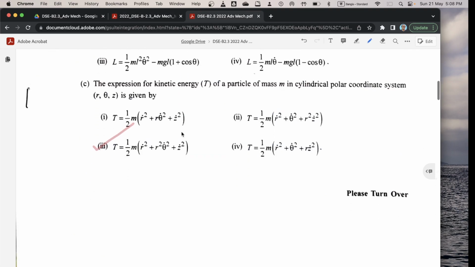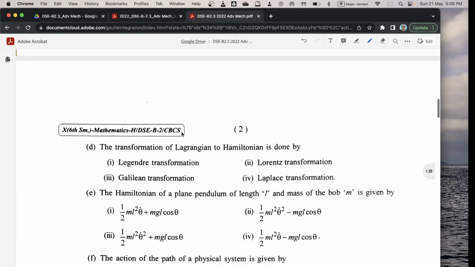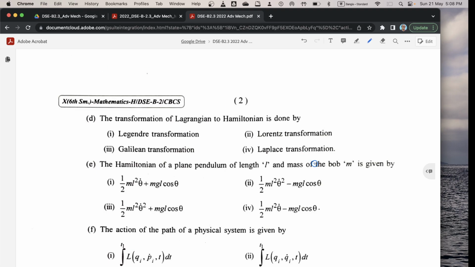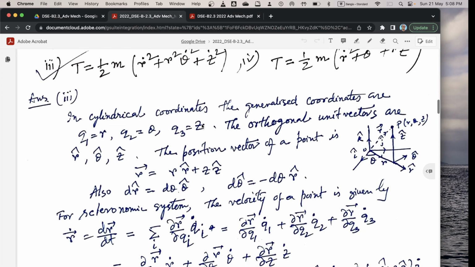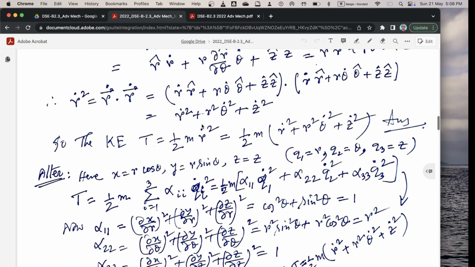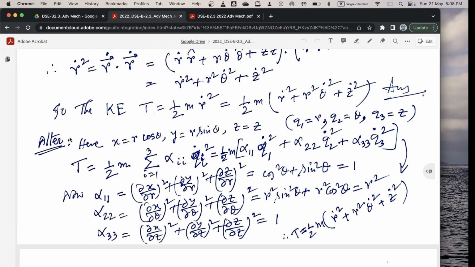Question D. Transformation of Lagrangian to Hamiltonian is done by Legendre transformation. Also, in the previous question, you can alternatively find this expression of r by putting this generalization, alpha 1, alpha 2, alpha 3, and so on.